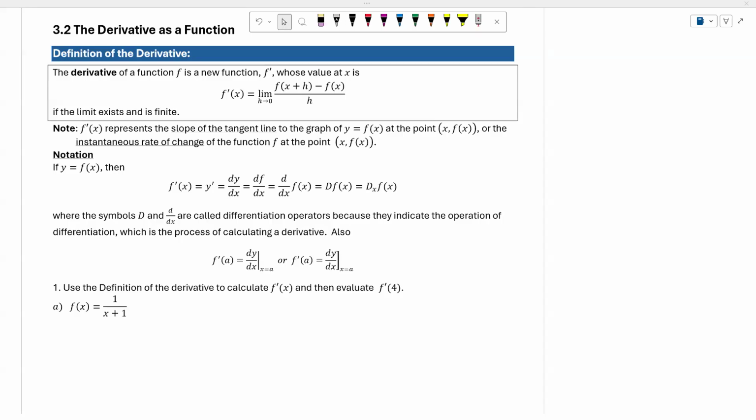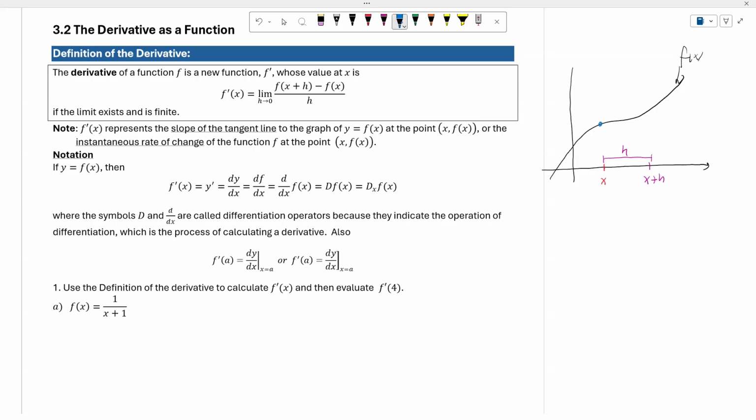Now, let's see how we find the derivative as a function. Let's look at this function f. Now, I consider that we start with x, and the distance between x and the next point, or the next x value, is x plus h.